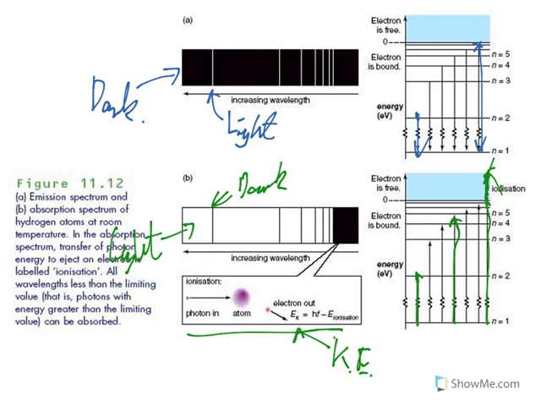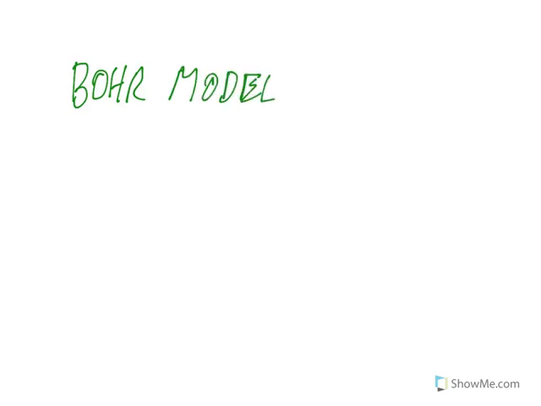Alright, so that's a little bit about that, but what that is, is good evidence for the Bohr model of the atom. The Bohr model has to do with energy levels in the atom and that sort of thing. For atoms other than hydrogen, which have a lot more energy levels and a lot more electrons, it gets quite complicated, but the principle behind it is the same.